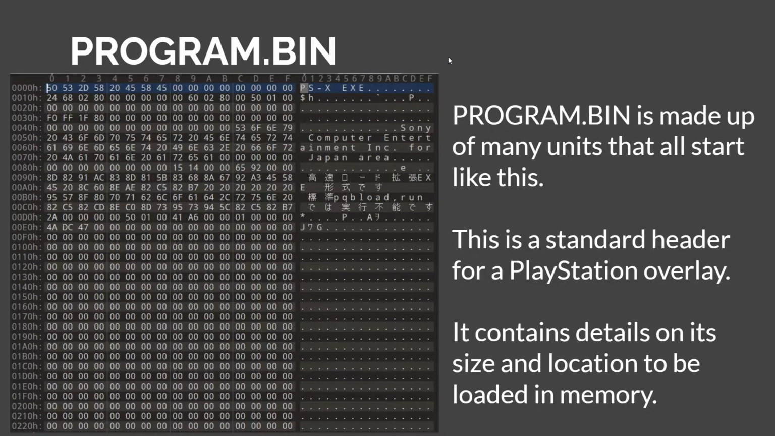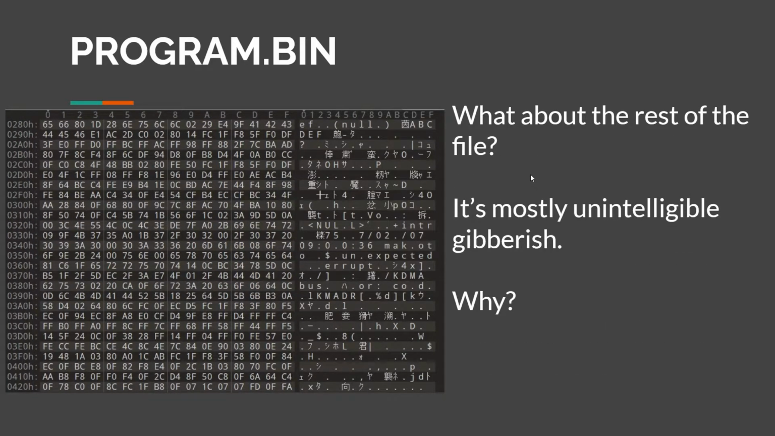If we open it up in a hex editor, we can see that it's made up of many units, and each unit starts just like this. This is a standard header for a PlayStation overlay. Each unit has a specific size and a location that's going to be loaded into memory. It's located right here, and from our previous experience, we know how to read these files pretty well. But what about the rest of it? After that part at the top, the header, it's mostly unintelligible gibberish that looks like this. There's nothing that we can make sense of, except a little bit.